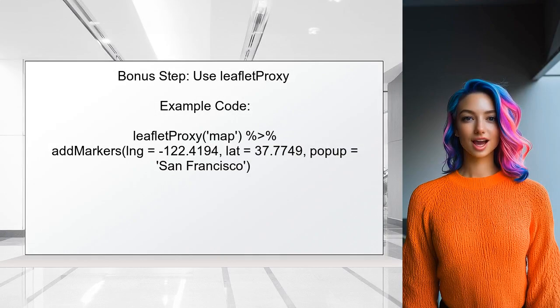Finally, for bonus points, if the user wants to use Leaflet proxy, they can modify the server function to update the existing map instead of creating a new one. This allows for dynamic updates to the map.